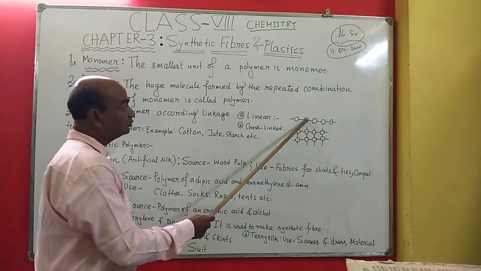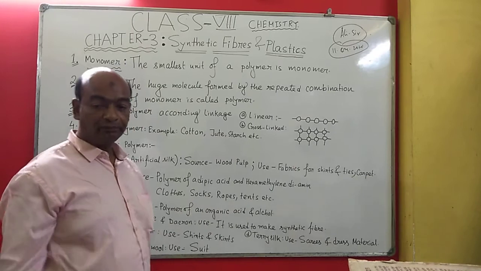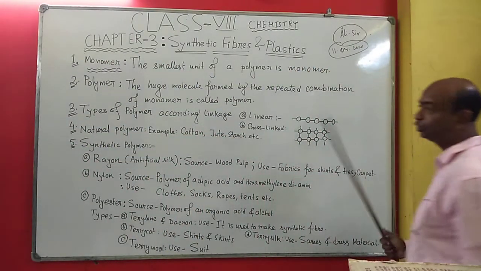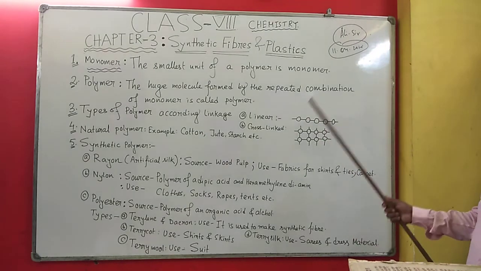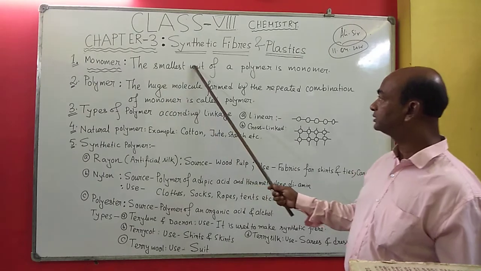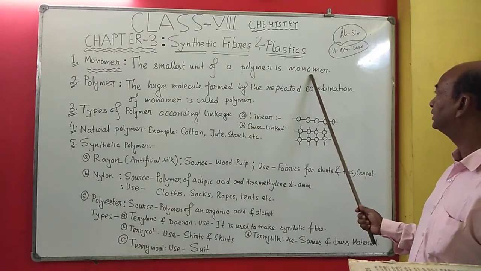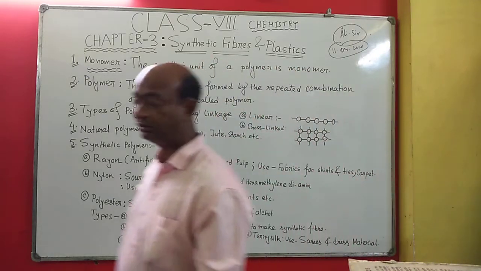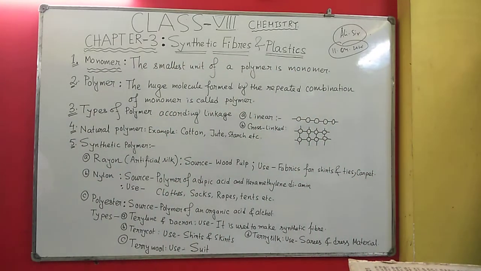So the monomer is the factor. What is a monomer? The smallest possible unit is known as the monomer. The smallest unit of a polymer is known as the monomer. The smallest unit means what? We cannot break that one down. That is called the smallest possible unit.